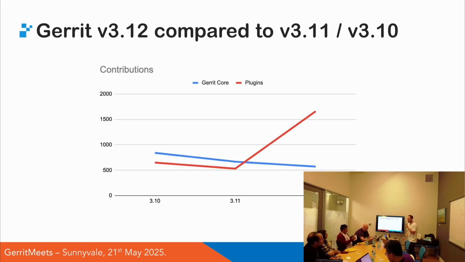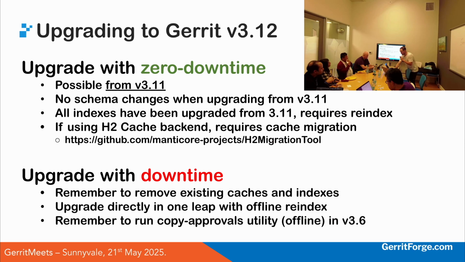So let's come to upgrading to 3.12, which is what everybody wants to do, of course. It's only possible from 3.11. There are no schema changes when upgrading from 3.11, but all the indexes have been upgraded, so you need to reindex. And very important: if you're using the H2 cache backend, you need either a cache migration, for which there's a tool, or you could simply delete the cache and let it start from cold.